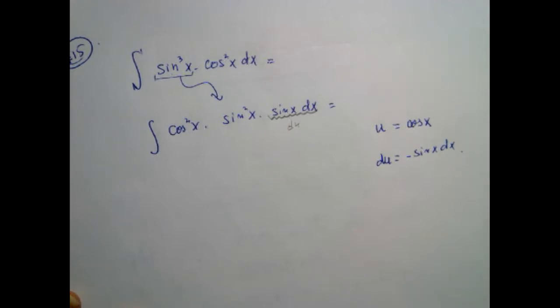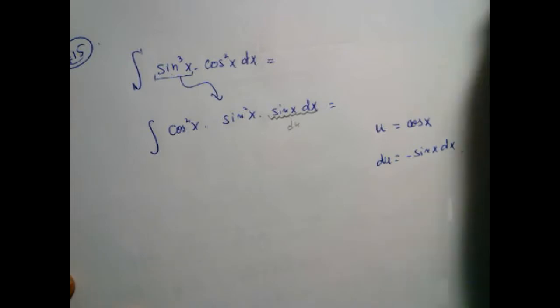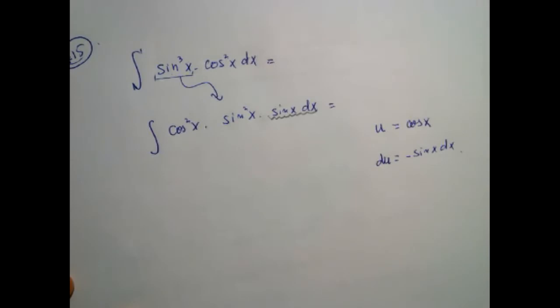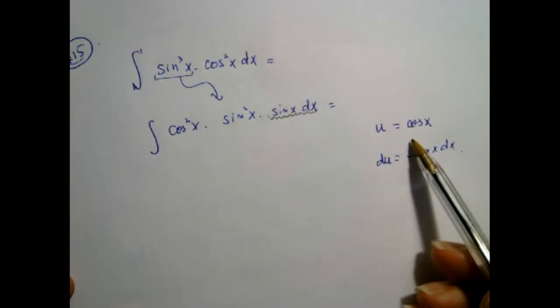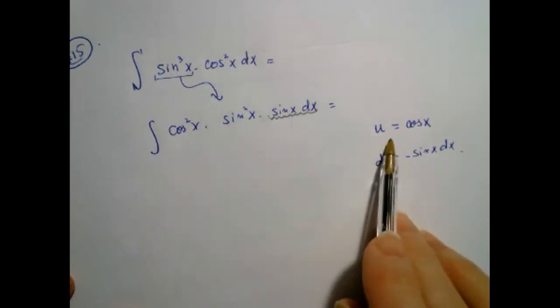Got it? And then you're not worrying about the negative because that's just a constant. Exactly. We never worry about constants because those will go out. Okay, so I'm gonna remove the u. I put the u just to give you a guideline. That has to be the derivative. But now, since it's a substitution, everything has to be in terms of u.